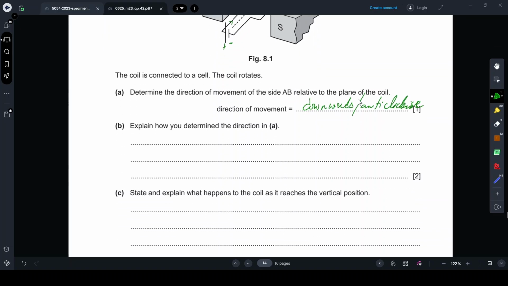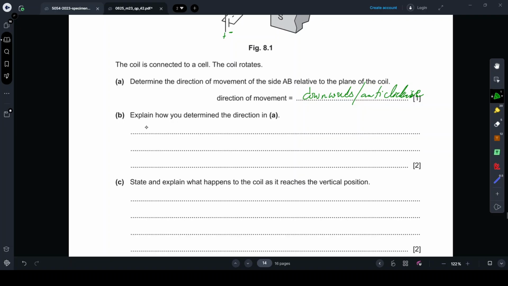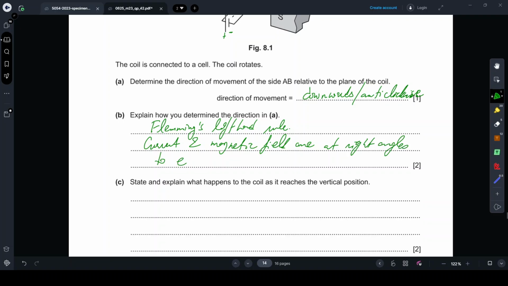Explain how you determine the direction in A. So everything that we just said, using Fleming's left hand rule, the current and magnetic field are at right angles to each other, and there is a downward force on the coil.